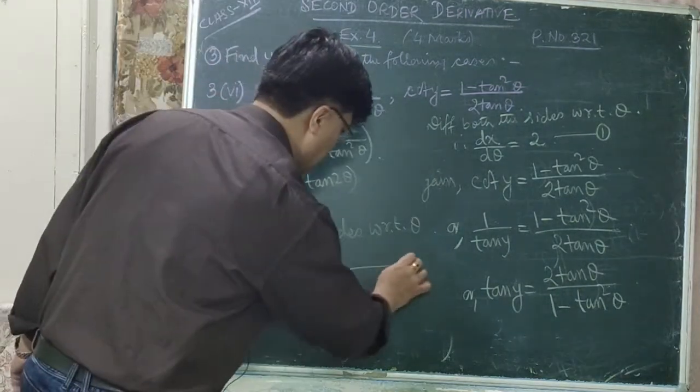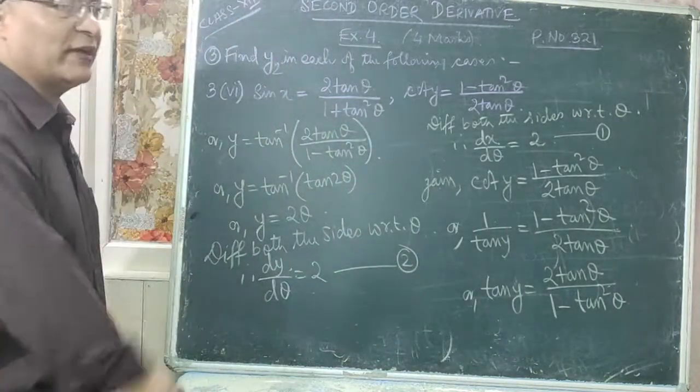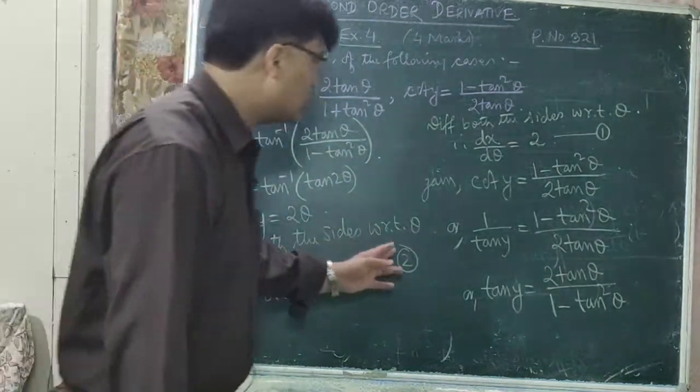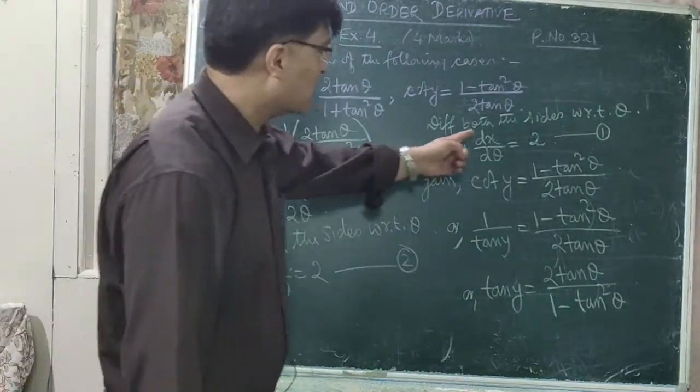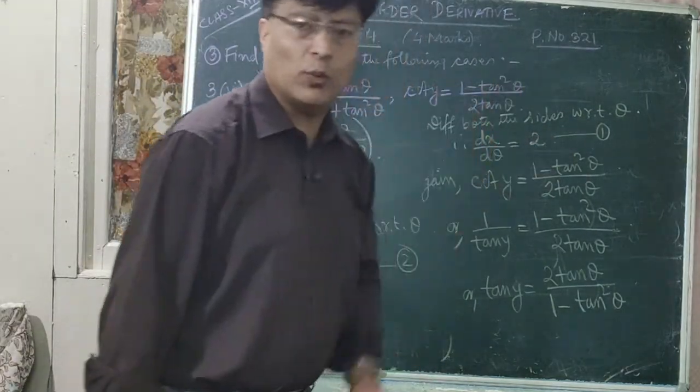Right? So let us mark it as number 2. Now you have to find out dy by dx. So you can divide 2 by 1 to get dy by dx, isn't it? This is your dy by d theta is equal to 2, and this is also dx by d theta is equal to 2. That is number 1.